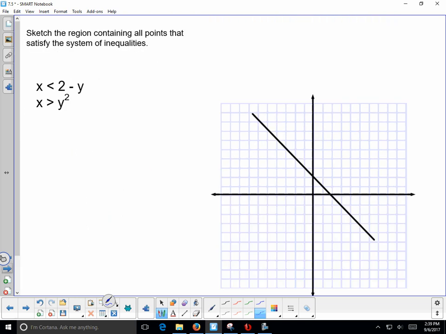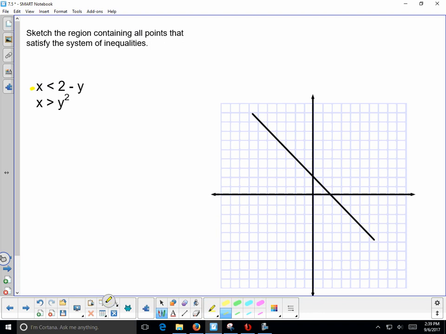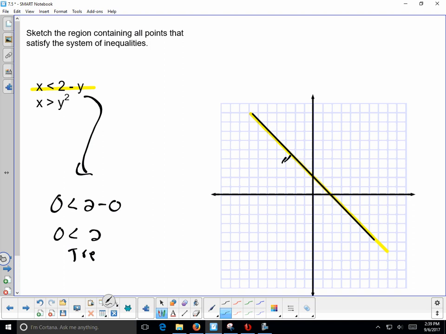So now I have this one. You will have graphs that aren't functions, so you'll have to get used to that. This line right here, I already graphed for you. This is this line here. The test point is (0, 0). So I'm going to have 0 is less than 2 minus 0, so 0 is less than 2. That's true. So I'm going to shade in the direction of (0, 0). The only time I would not use (0, 0) is if (0, 0) is a point on the graph. Then you can't use it.